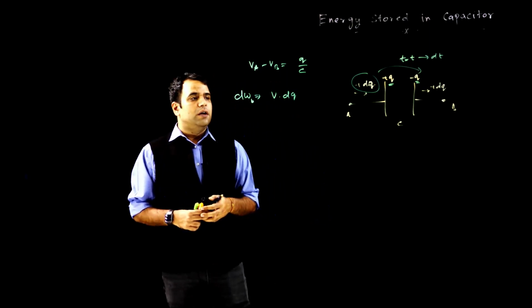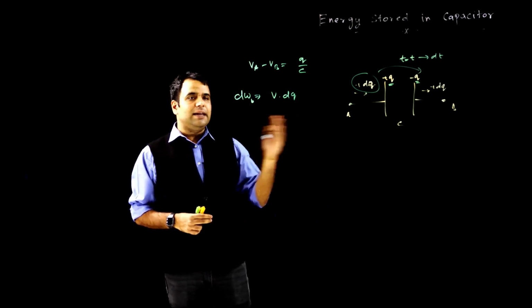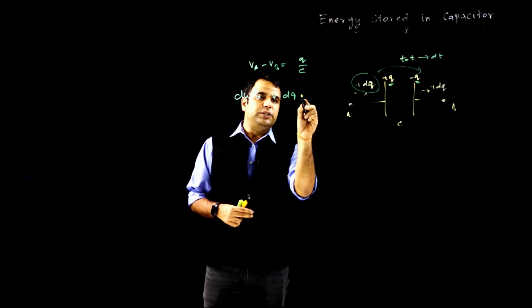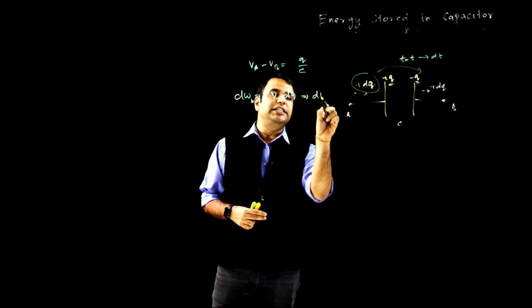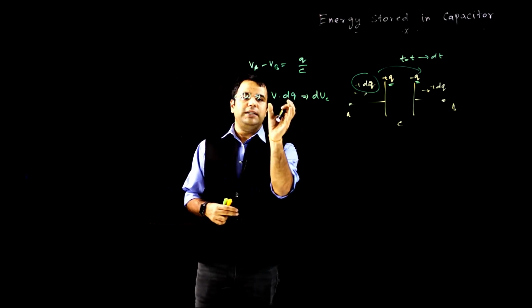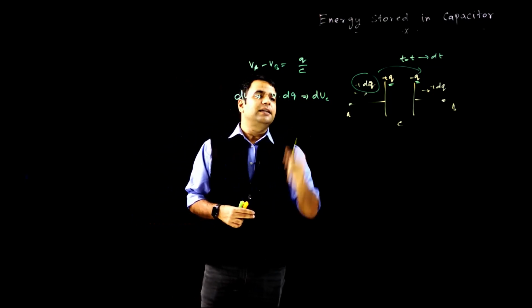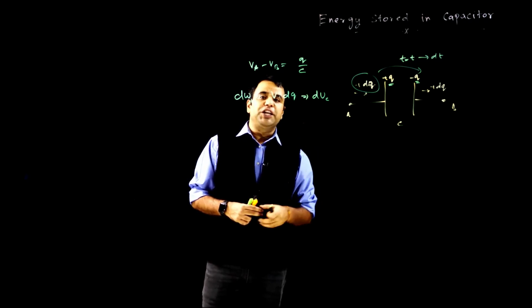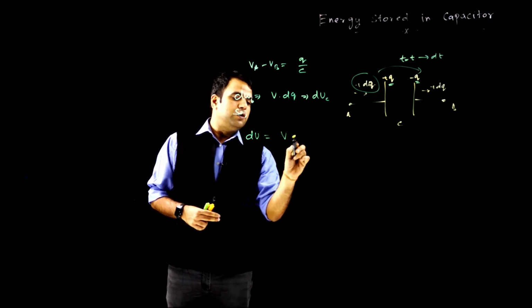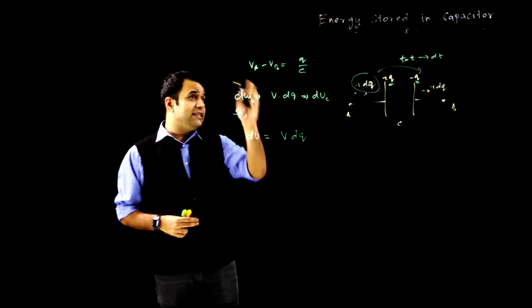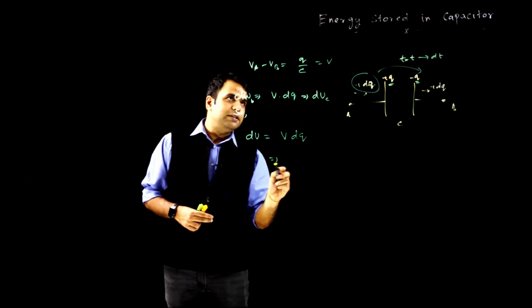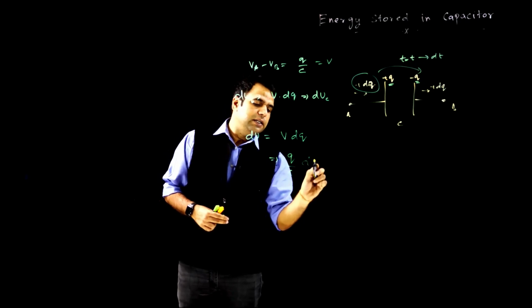Now this work done will be stored in the capacitor as its electrostatic potential energy. So this is the work done, and I'll write it as dU_C, where C stands for capacitor. That much work done will be stored in the capacitor as its electrostatic potential energy. So we can see dU will be equal to V dq, where V is VA minus VB. Now let's write the value of V here. It will become Q upon C dq.